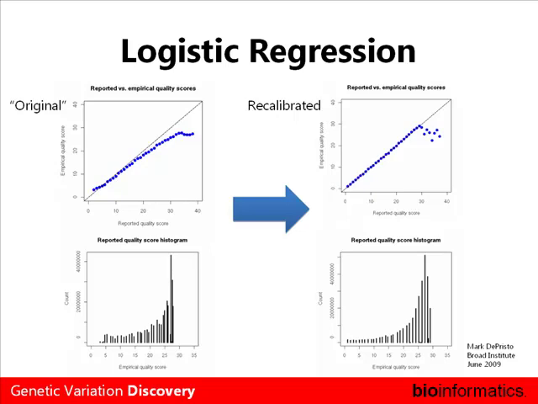Now, what's interesting about this is there's nothing that you need to do beforehand. This logistic regression model is applied after you've aligned your data set. You can just run this regression model and it'll fix all the base qualities before you run your SNP discovery. So I'm pretty excited about this. I haven't used this myself, but I thought I would just mention it.